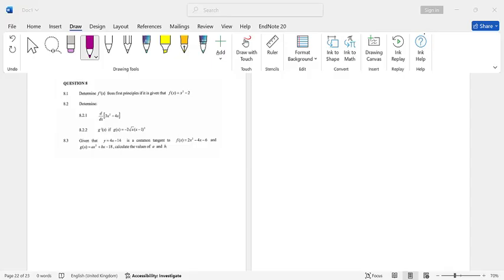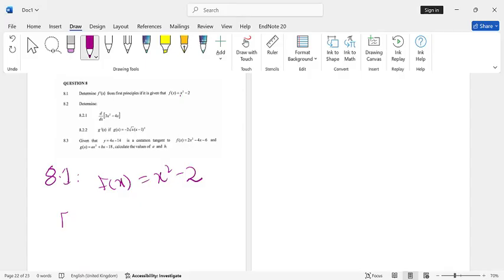So the next question we have is 8. 8.1 is: determine the function f prime of x from first principles if it is given by f of x equals x squared minus 2. So for question 8.1 we have f of x equals x squared minus 2. All right. So we have to find out f prime of x.